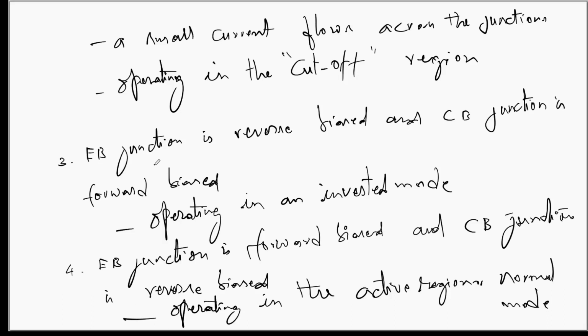The third possibility is emitter base junction is reverse biased and collector base junction is forward biased. This mode of operation is called as inverted mode. The fourth possibility is emitter base junction is forward biased and collector base junction is reverse biased. This mode of operation is called as active region or normal mode of operation.